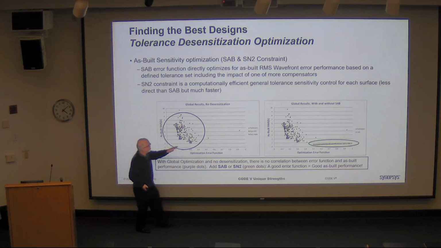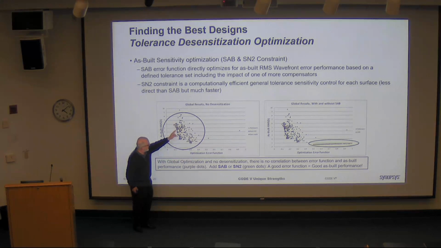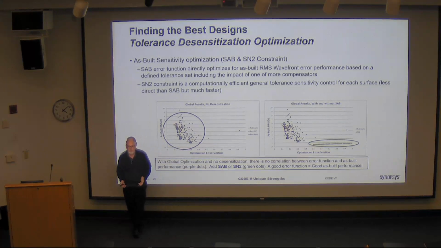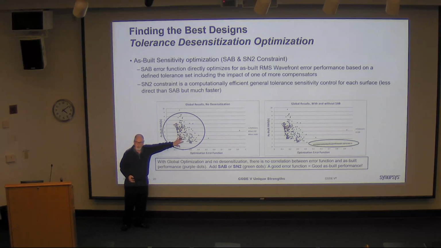This would be a perfect correlation if this was just the nominal RMS, because it's going to be correlated to the optimization function. But when you put in the as-built, what you find is that some systems that have a really small nominal error become a big error when you add tolerances. Other systems, this one has 3 times worse nominal error, but it's the best in terms of as-built performance.